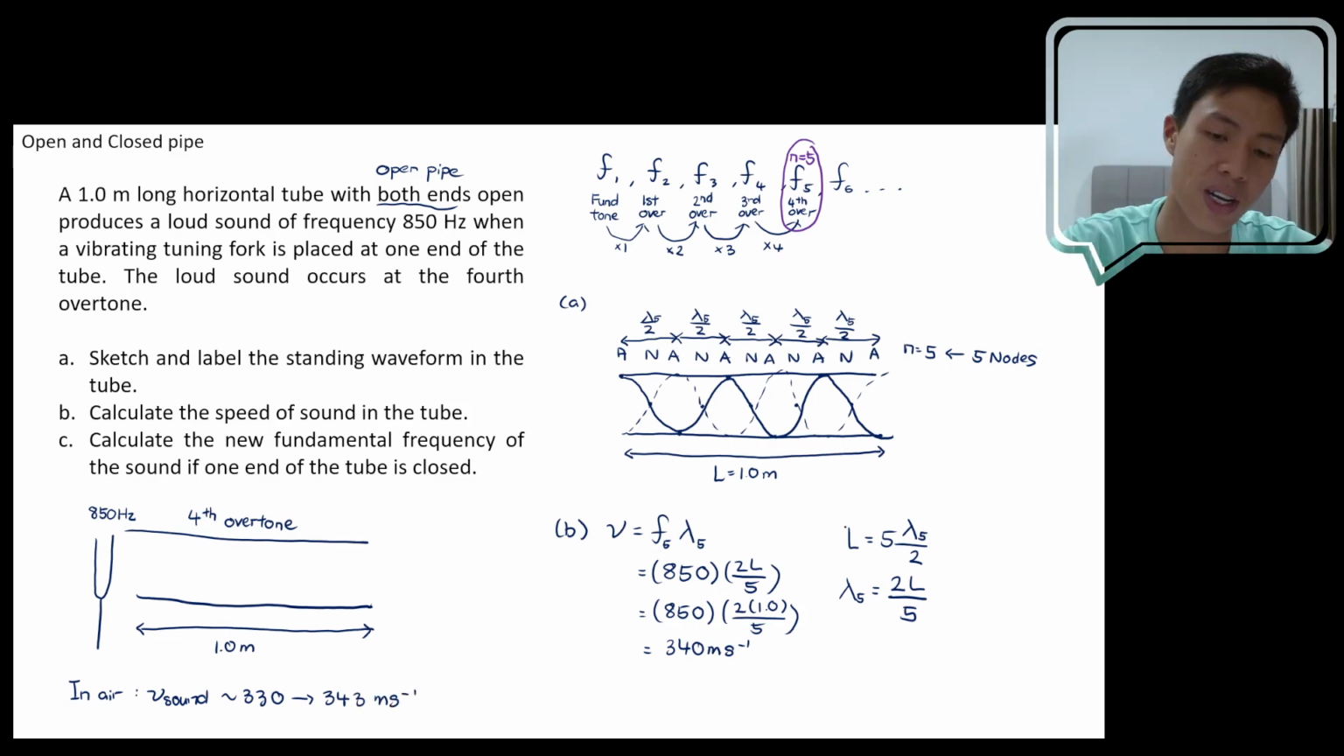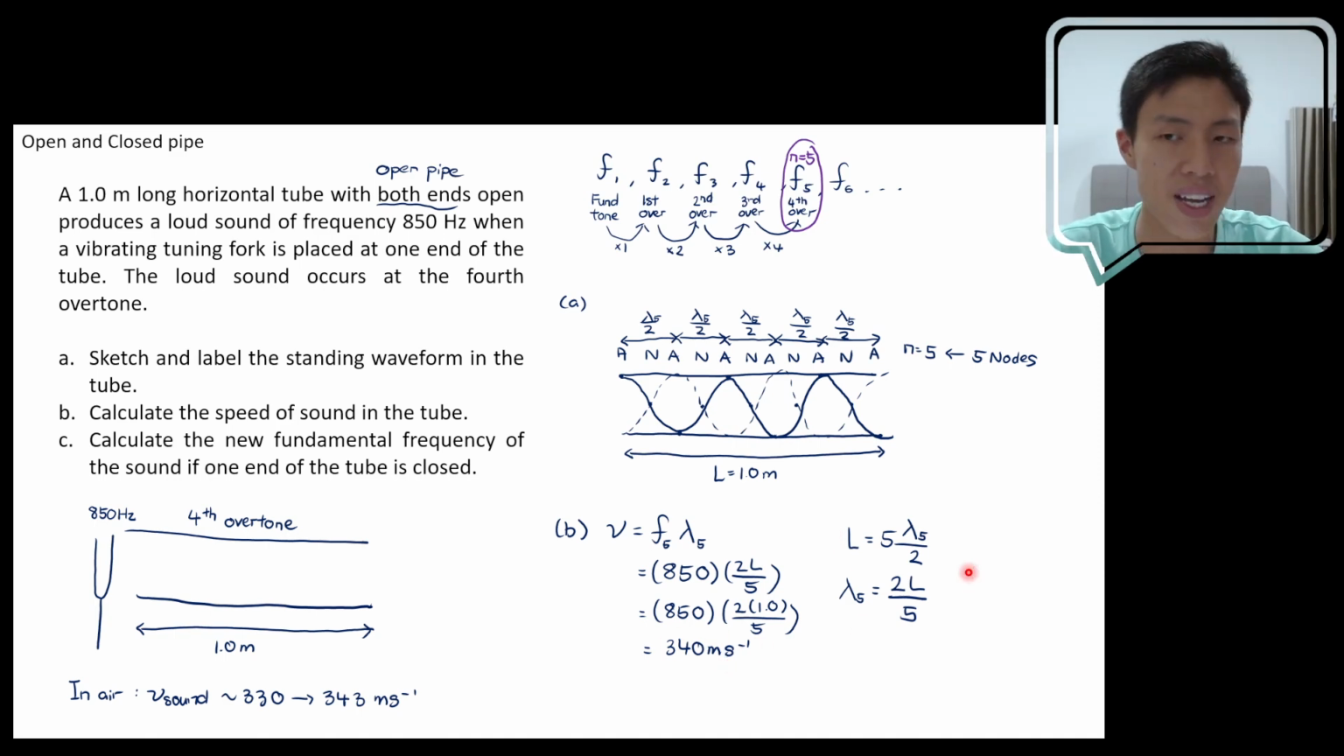Okay, but if they ask you to calculate it, and you calculate it to be around this range, then that means you are roughly there. So this is how you find the speed of sound in the tube. Next, calculate the new fundamental frequency if one end of the tube is closed. Right now, your tube should have the same length.